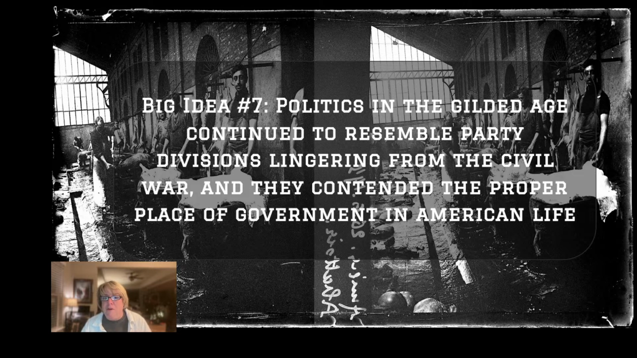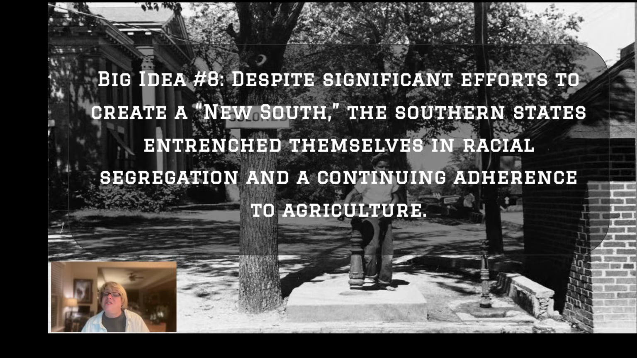All right, we're moving on because I do have big idea number 8, which does talk about the New South, and we absolutely need to talk about this. So big idea number 8 essentially says, despite significant efforts to create a New South, the Southern states entrenched themselves in racial segregation and a continuing adherence to agriculture.